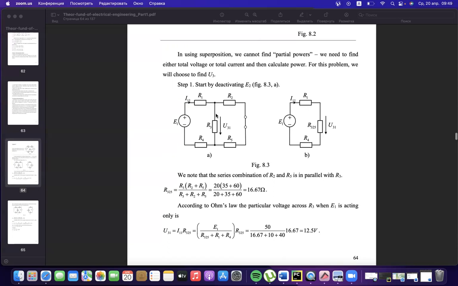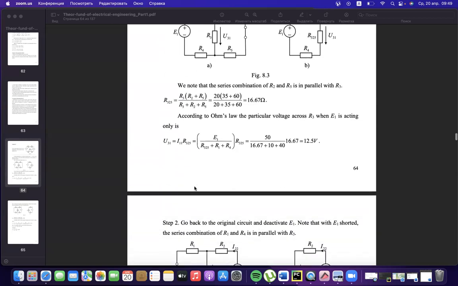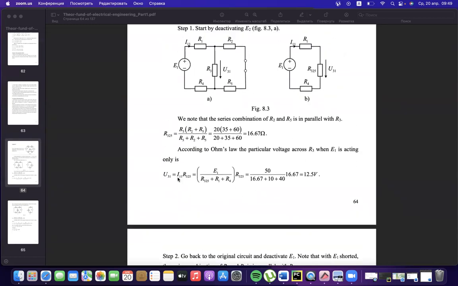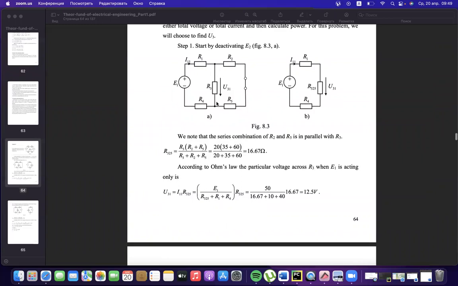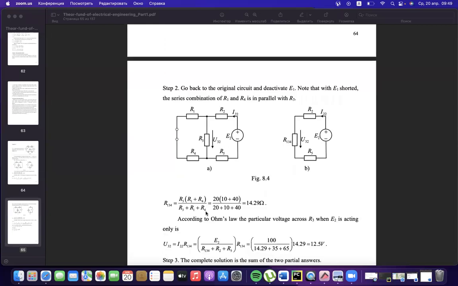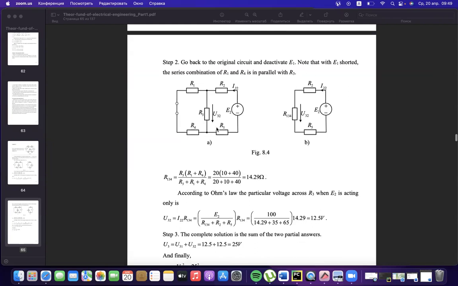You could calculate the total resistivity of this circle, just R2 plus R5 in serial, then parallel to R3, then in serial to R1 and R4. The total resistivity almost 17 ohms. And after it, voltage could be found in central branch, and from this voltage could be found everything else in this circle.